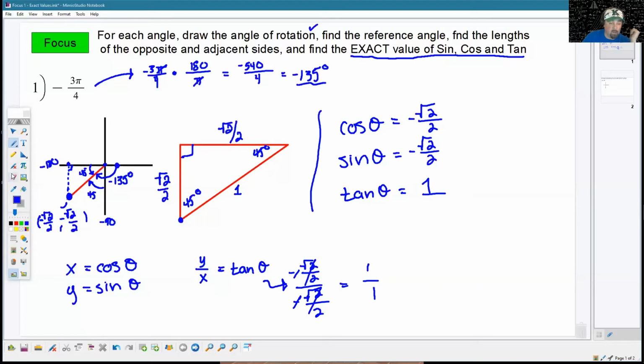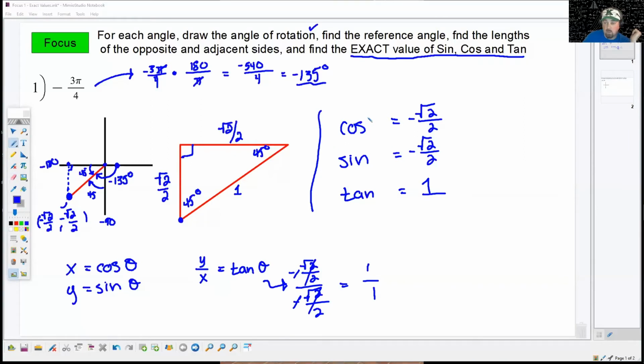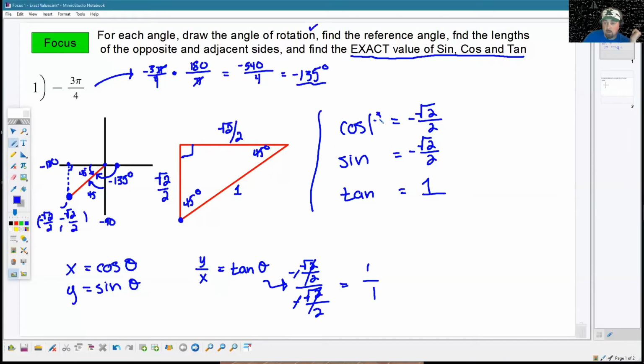Oh, and I didn't label these correctly. Let me fix that. These shouldn't say theta. We know what theta is. Our angle of rotation was negative 3 pi over 4.